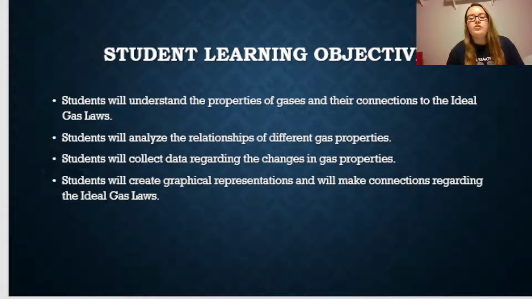So the following are the student learning objectives. Students need to know what is expected of them, what they need to know, learn, and take away from a presentation, a lecture, or anything instructional. For this presentation, students will understand the properties of gases and their connections to the ideal gas laws. Students will analyze the relationships of the different gas properties, collect data regarding the changes in these gas properties, and create graphical representations and make connections regarding the ideal gas laws.